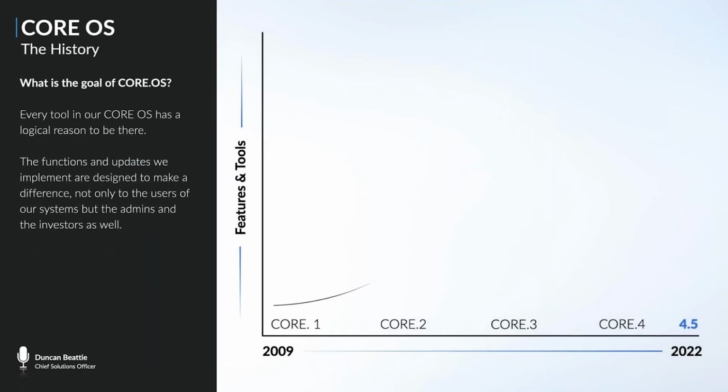To get us going, as I mentioned in the first slide, we've been around since 2009, and in the beginning, our first version of CoreOS was pretty utilitarian. It had some great functions in it, but its primary reason was to be incredibly fast and incredibly efficient and deliver very high performance to a network.